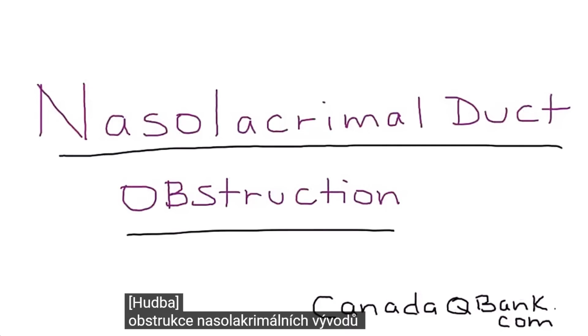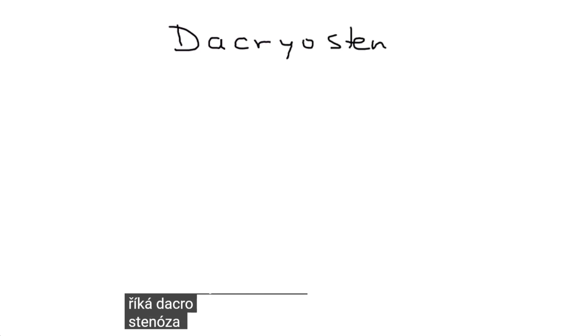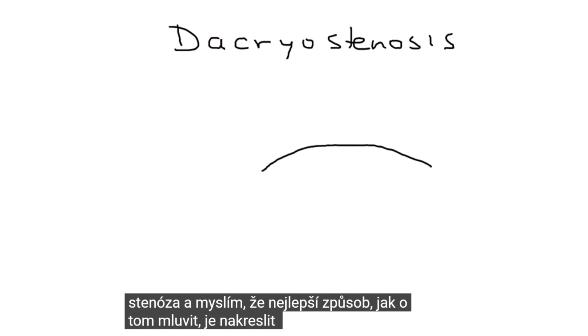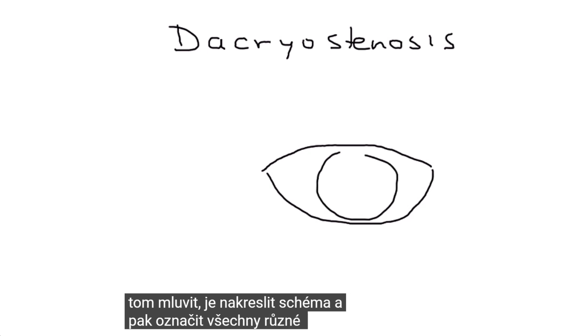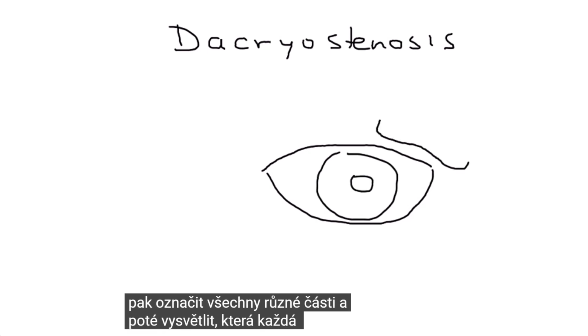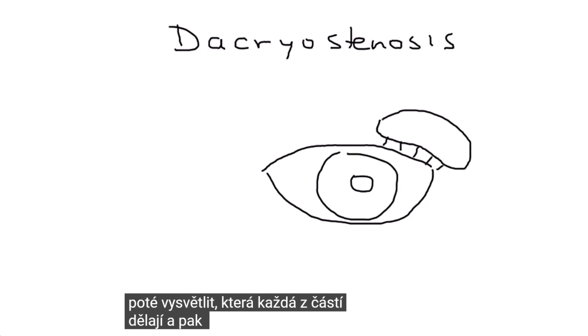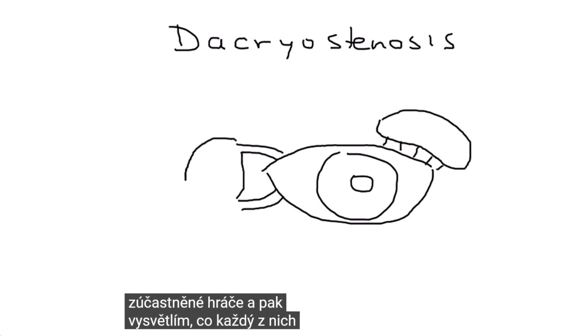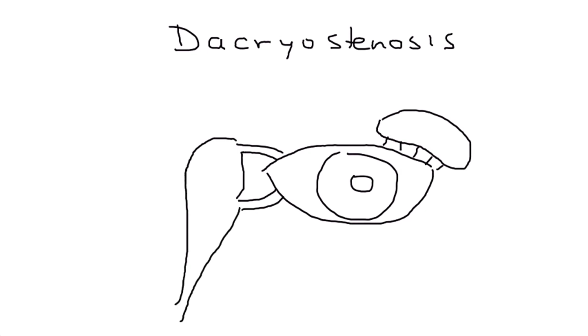Nasolacrimal duct obstruction is the topic, and this is sometimes also referred to as dacryostenosis. And I think the best way to talk about this is to draw a diagram and then label all the different parts and then explain what each of these parts are doing and then take it from there. So just drawing basically all the players involved here, and then I'll explain what each of these do. And then I'll be able to explain everything.